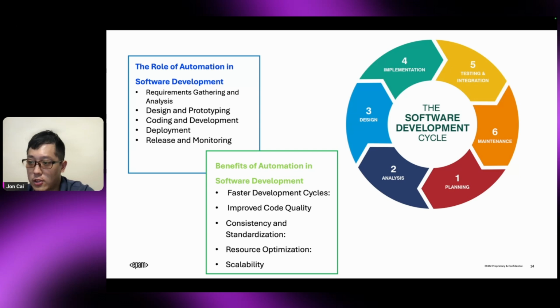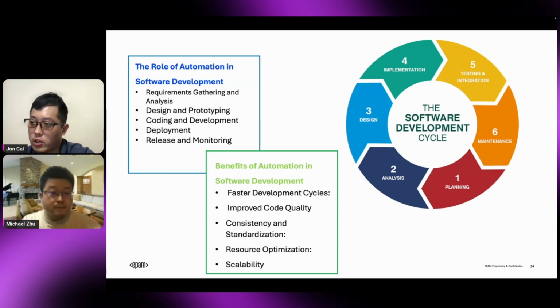And next, I'm going to talk about deployment, release, and monitoring, because automation tools streamline the deployment process by automating tasks such as environment provisioning, configuration management, and so on. Automated monitoring tools continuously track the performance and health of the software applications.